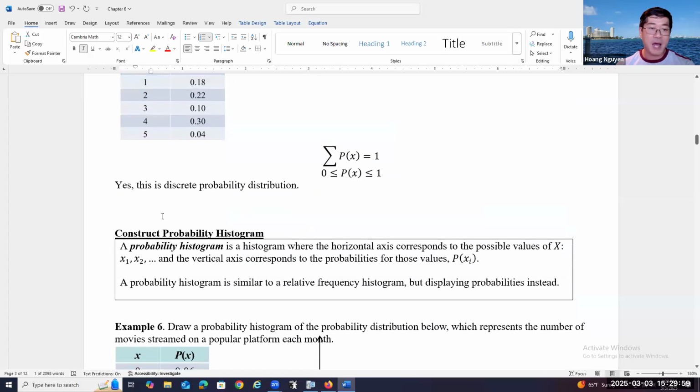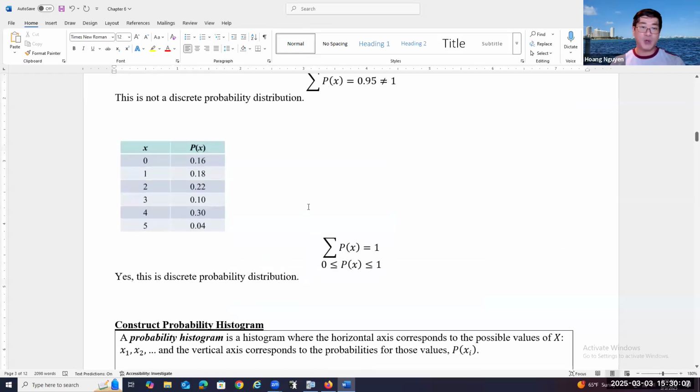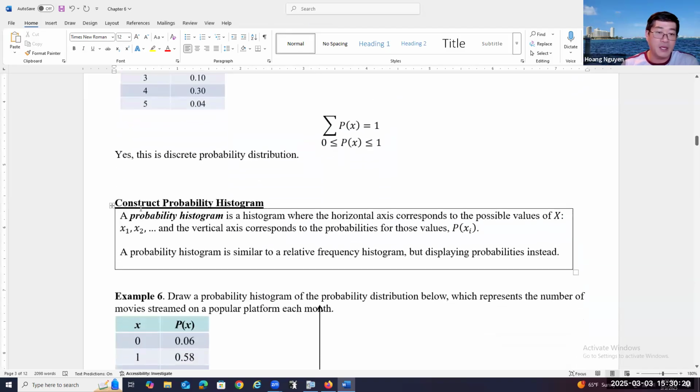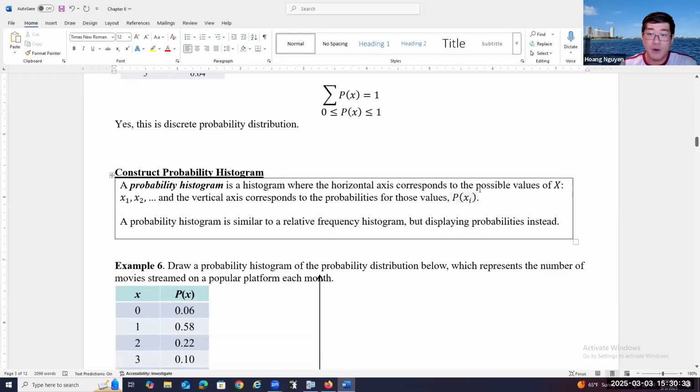Okay. Now, after we have the discrete probability distribution, we're going to take a look at the histogram. Based on the discrete probability distribution, we might present it in a picture, a histogram. So we visualize this table by using the histogram. So how are we going to do the probability histogram? A probability histogram is a histogram where the horizontal axis corresponds to the possible values of x. So on the horizontal, we show the possible values of x.